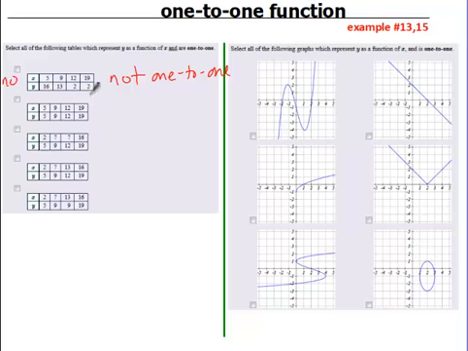Okay. What about the next one? Would that be a one-to-one function? Are there any repeated inputs? No. Any repeated outputs? No. So you know that that's going to be a one-to-one. Right? There's no case where the same input gives different outputs or the same output gives different inputs. And what about the next example?